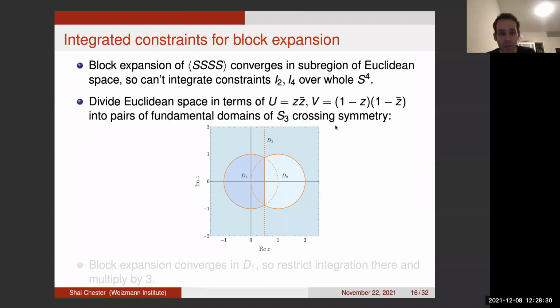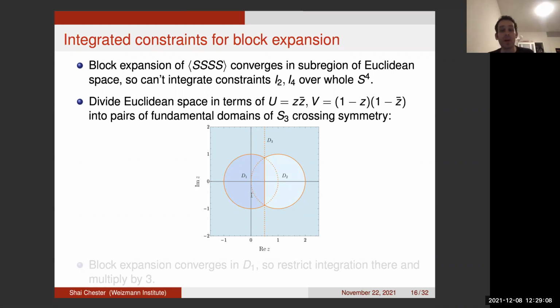The way you get around this technical annoyance is that you can divide Euclidean space into various fundamental domains under the crossing symmetry, given by S3. Here in this plot, I'm showing full Euclidean space, full R2, and the different fundamental domains. There are 6 fundamental domains because there are six components of S3, but I'm showing you pairs of fundamental domains. We're going to look at the region D1, which is the region in which the S channel expansion converges. In fact, D1 is even bigger than you need. It converges for some subregion of D1, but D1 is fine.